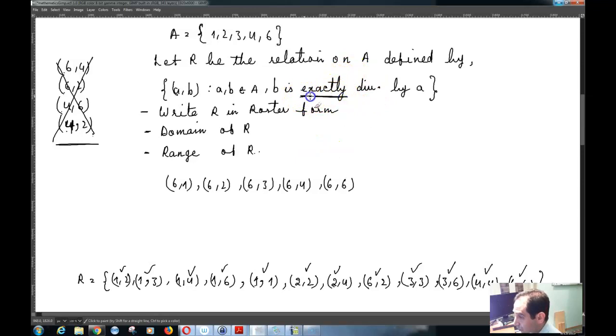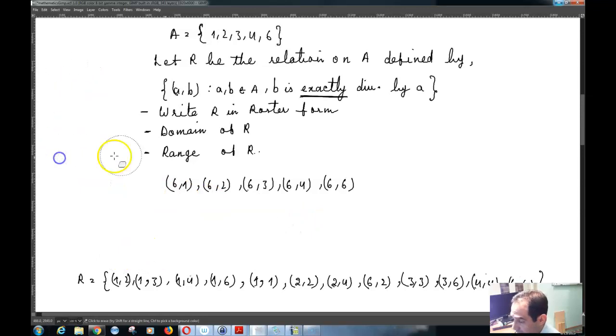And there is a word over here that says exactly divisible. I don't really know what is really meant by it. But anyway, this is the right answer there. And now we will see about the rest of the problem. Anyway, not important really right now.